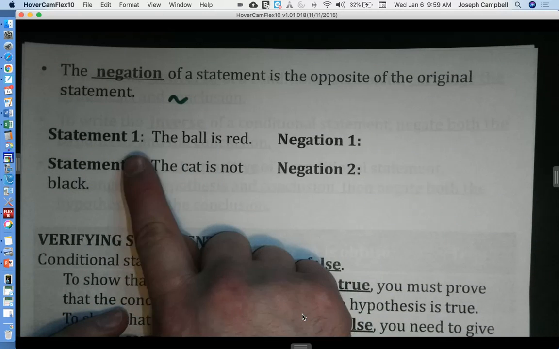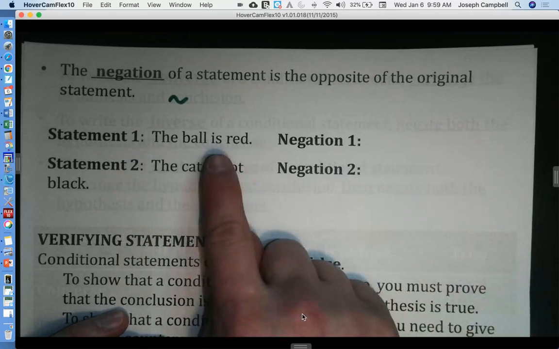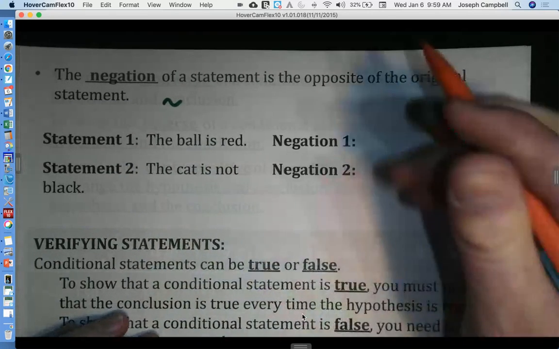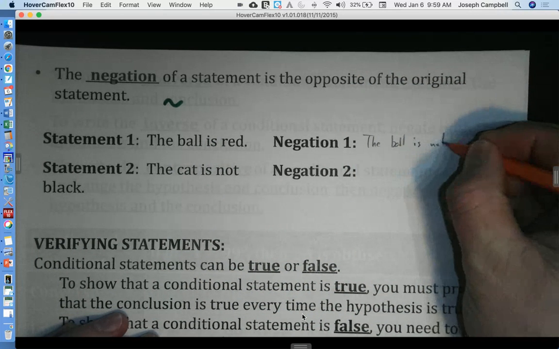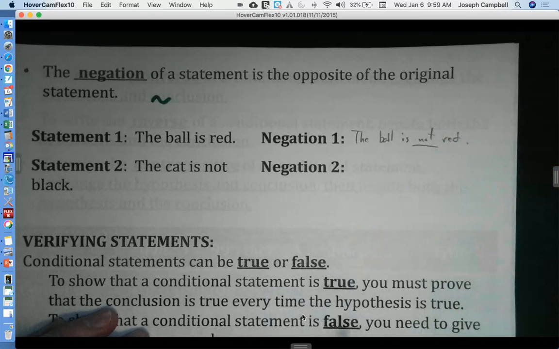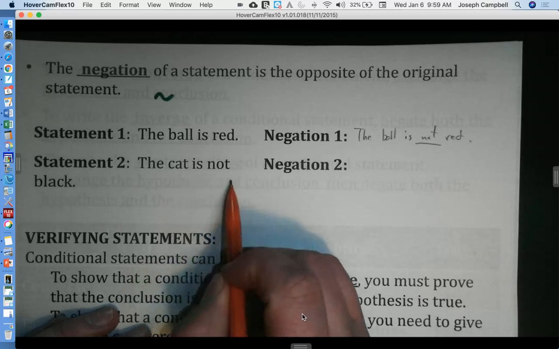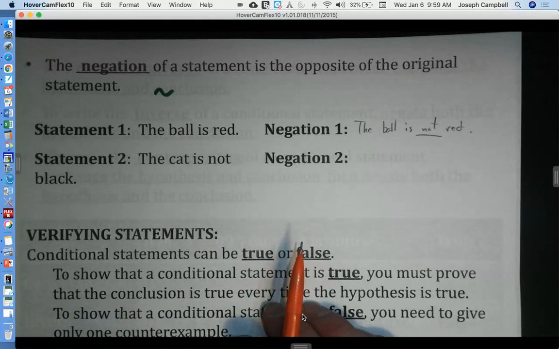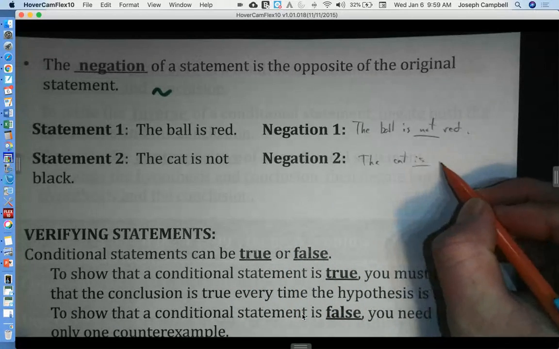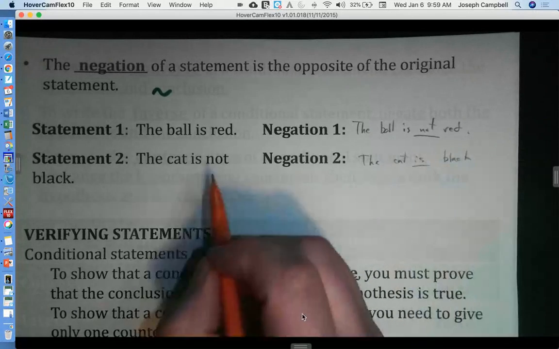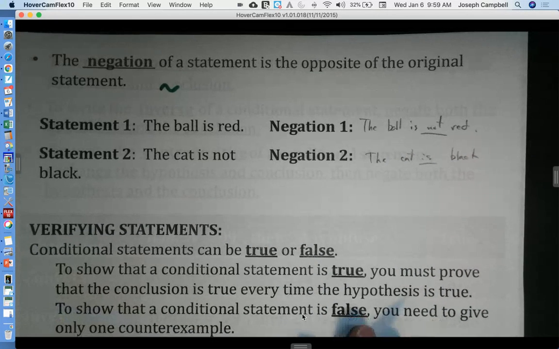So what's the opposite of the ball is red? Well, the answer isn't the ball is blue, right? The answer is the ball is not red. Okay, it's the opposite of it. What's the opposite of the cat is not black? That would be the cat is black. What did I do there? I removed the word not. Okay, so that's what we would call a negation.